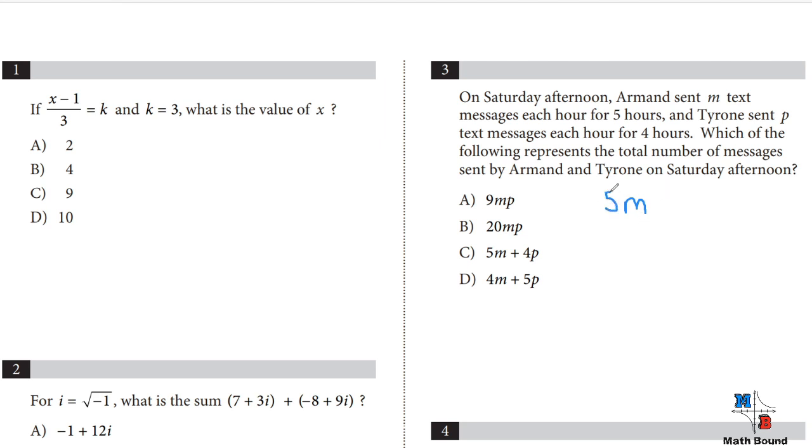Well, Armin sent m messages every hour for 5 hours, so I'm going to write 5m to represent the number of messages that Armin sent. And then I'm going to add the number of messages that Tyrone sent. He sent p messages every hour for 4 hours. So they wanted an expression that represents the total number of text messages that they sent: 5m plus 4p. I don't usually like word problems, but this one was very simple. In this case, 5m plus 4p.